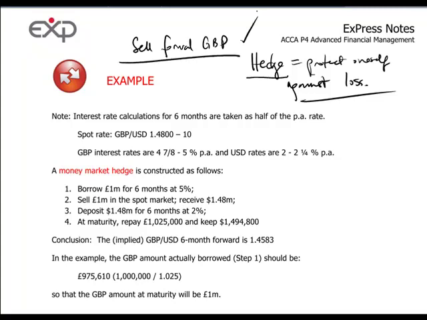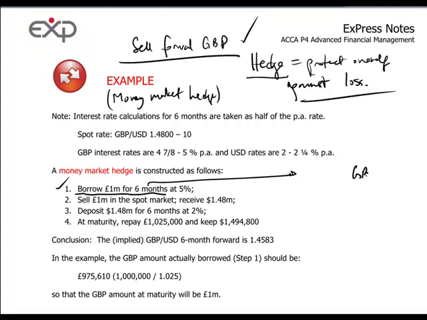What we have here in this example is a money market hedge. Now, money market hedges have been covered in paper F9 as well, and therefore this is a review. What we show here is a standard money market hedge structure for a company which is long in pounds. Therefore, it has pounds to be received in 6 months, and you can see here the money market hedge consists of borrowing £1 million for 6 months.